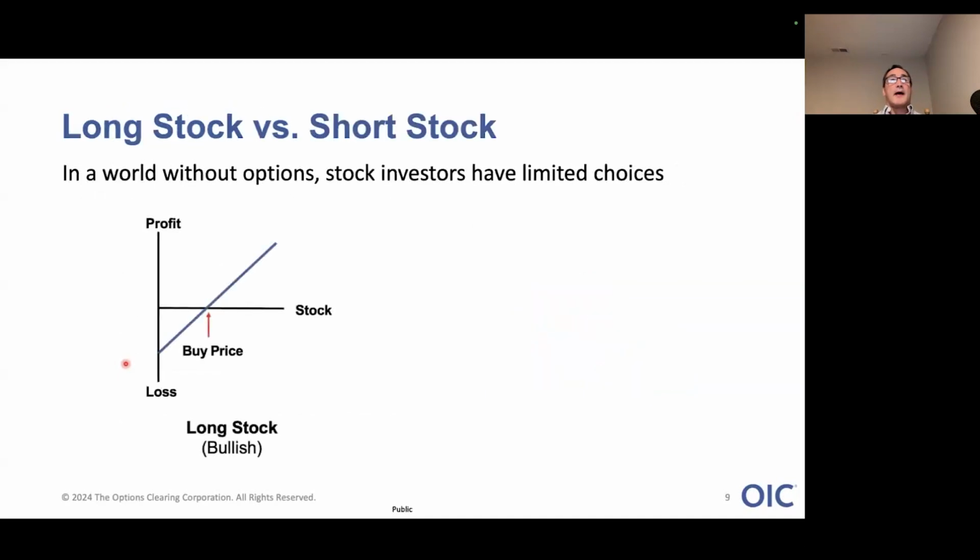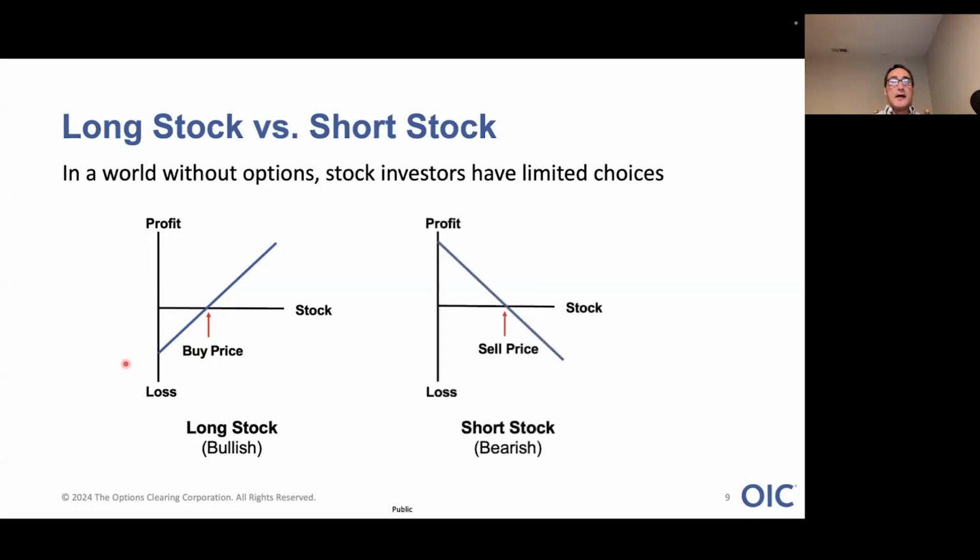So in a world without options, there's only really two ways to make money in a stock. You can either buy the stock and it goes up, or you can short the stock and it goes down. So most people in the market are long assets, meaning they own stocks, they own bonds, they own Bitcoin, whatever. They own those assets and they want those assets to appreciate over time.